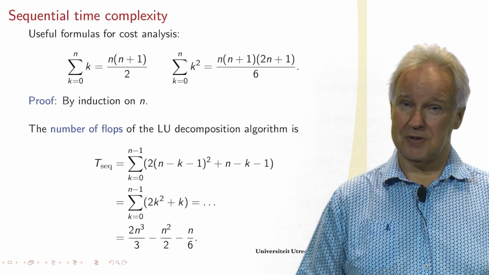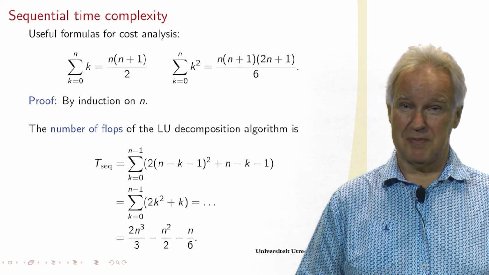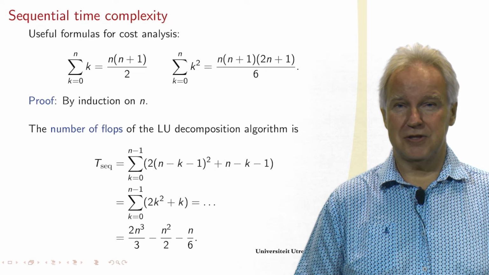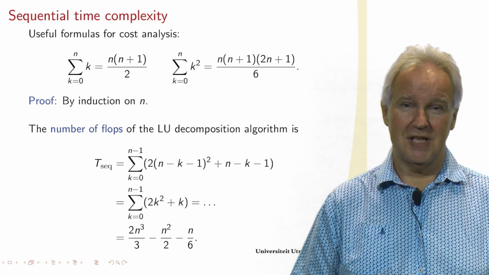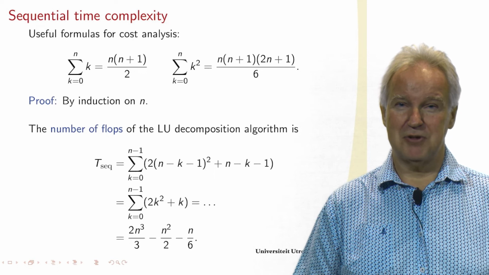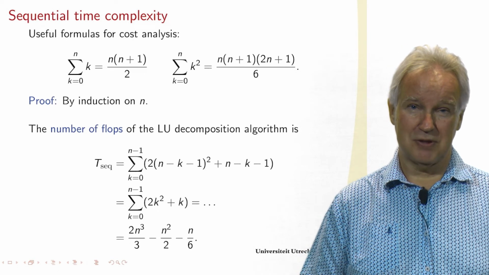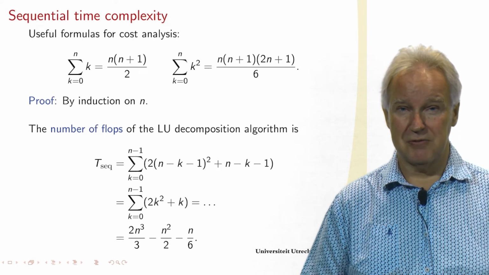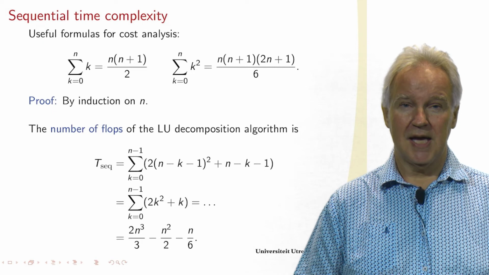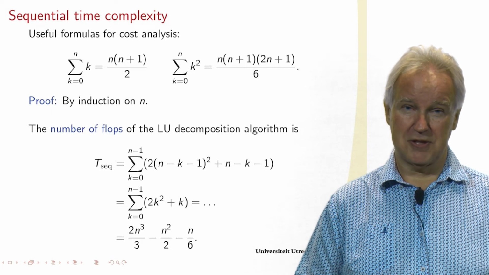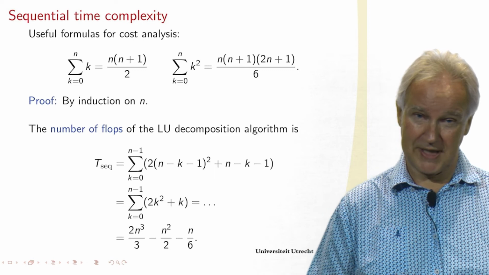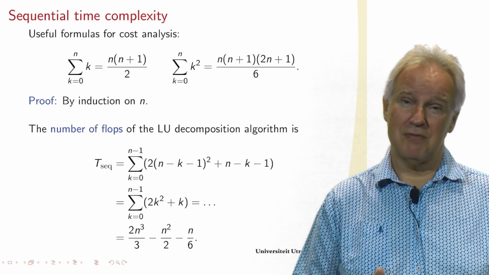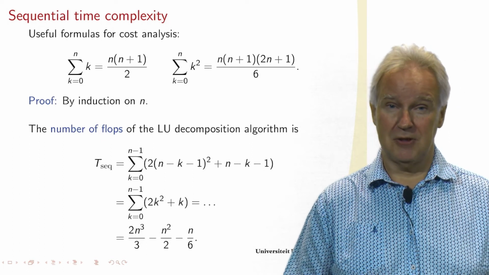Okay, now we also want to know what the cost of this algorithm is. And for this cost analysis, it's very useful just to use two well-known formulas. The sum of all the elements from 0 to n, that's n times n plus 1 divided by 2. And we have something similar for the sum of all the squares from 0 to n. And we can use that if we want to see how many flops, floating point operations, we perform in the LU decomposition. So this is the time of a sequential, non-parallel LU decomposition.